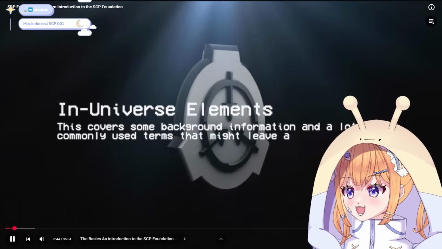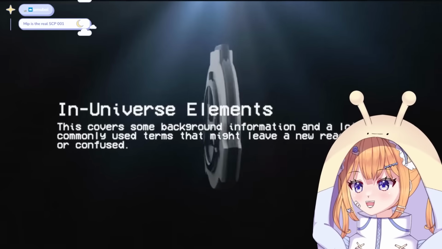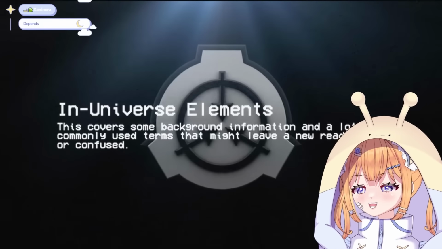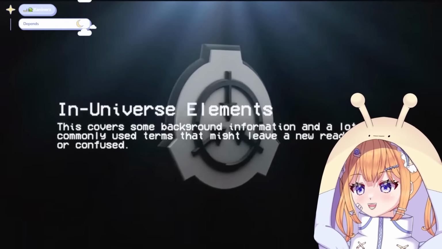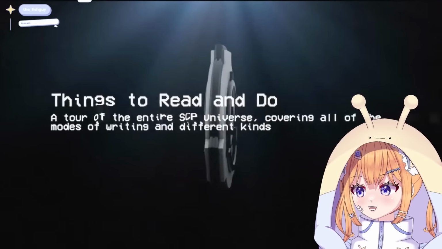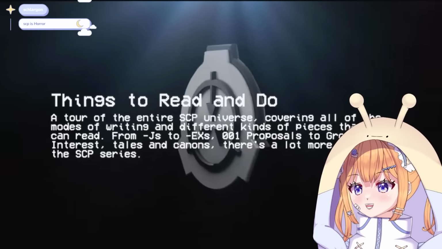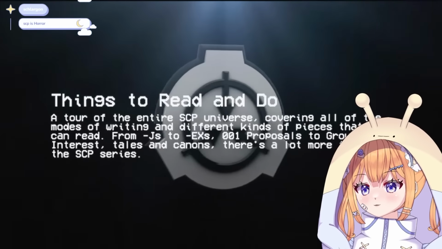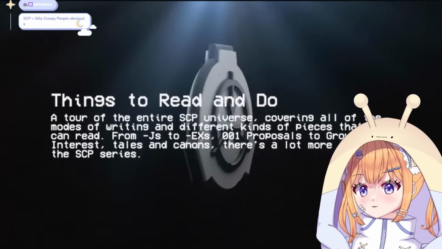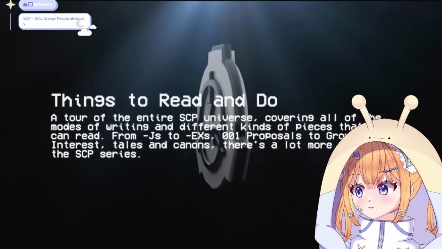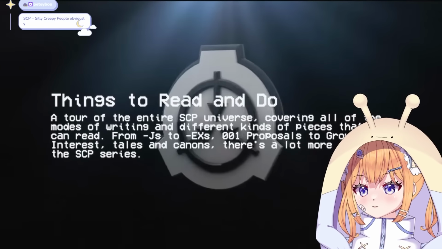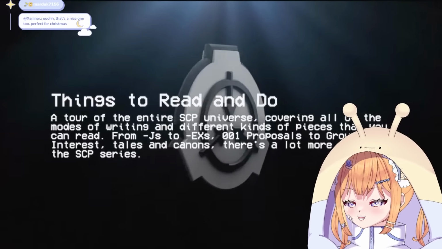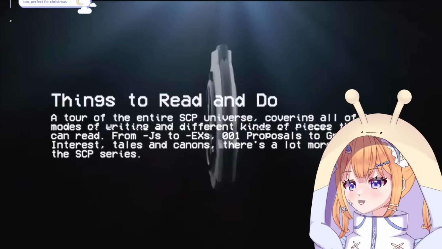Number 2, in-universe elements. This covers some background information and a lot of commonly used terms that might leave a new reader lost or confused. Number 3, things to read and do. A tour of the entire SCP universe, covering all modes of writing and different kinds of pieces that you can read. From -Js to EXs, 001 proposals to groups of interest, tales, and canons. There's a lot more than just the SCP series.